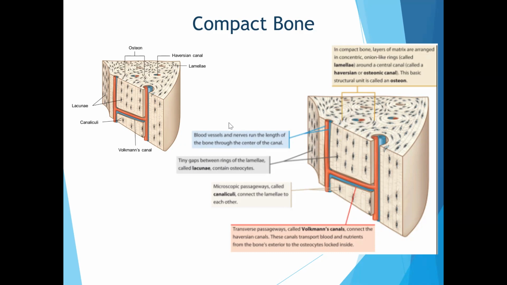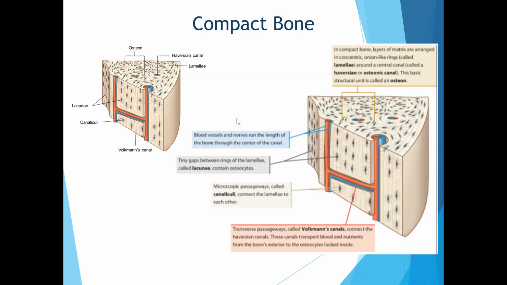A couple other things to point out here. You'll see these little black dots scattered throughout. That's your lacunae, and that's where the osteocytes actually sit. And then you also have these little tiny passageways in here that connect the lamellae to each other. Those are called the canaliculi.